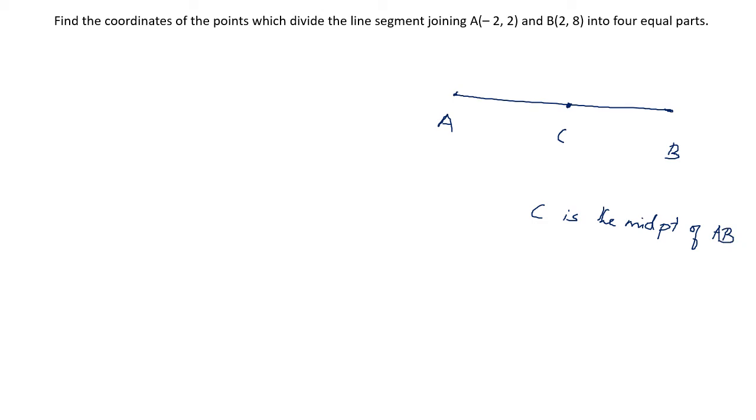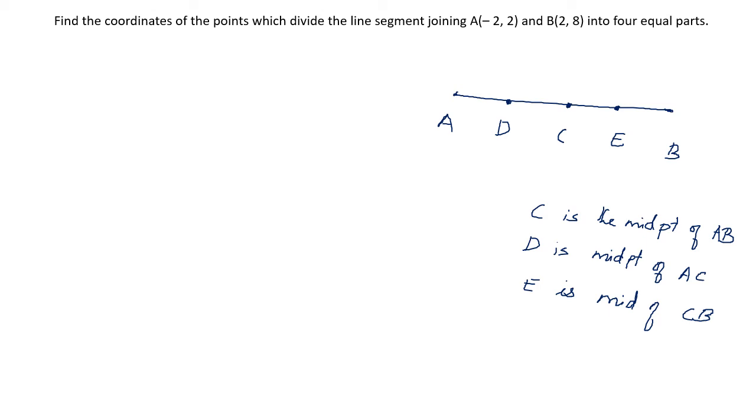But we need 4 equal parts. When I take the midpoint, it is divided into only 2 parts. Now what should I do? D is the midpoint of AC. And what about E? E is the midpoint of CB. You can do it using the segment formula, section formula and all those things, but this is the easiest way in which you will be getting it.